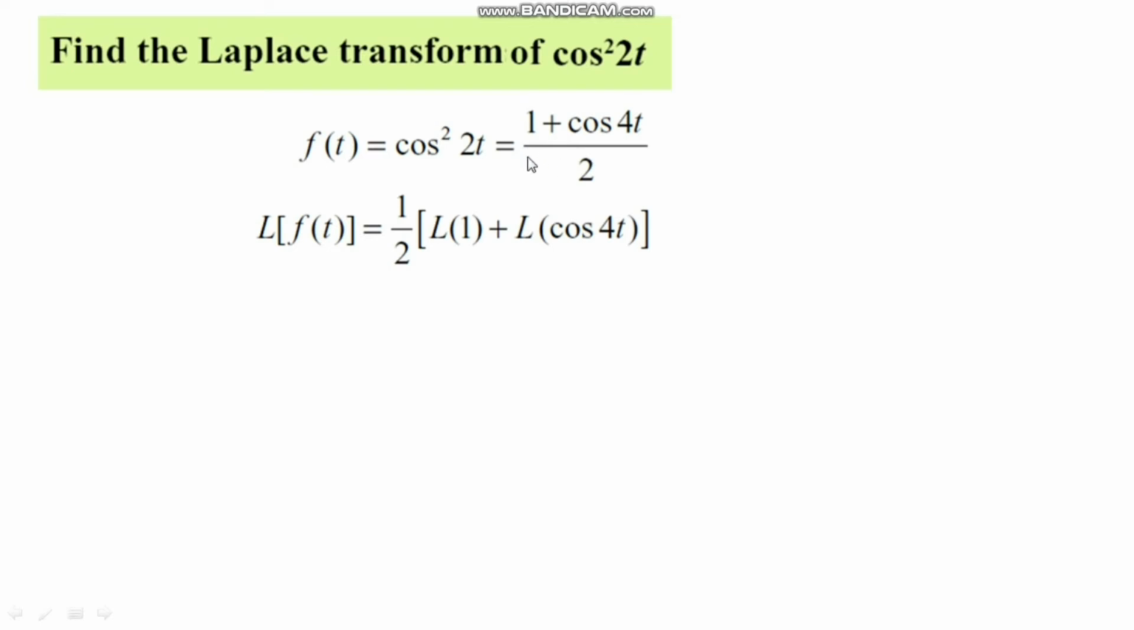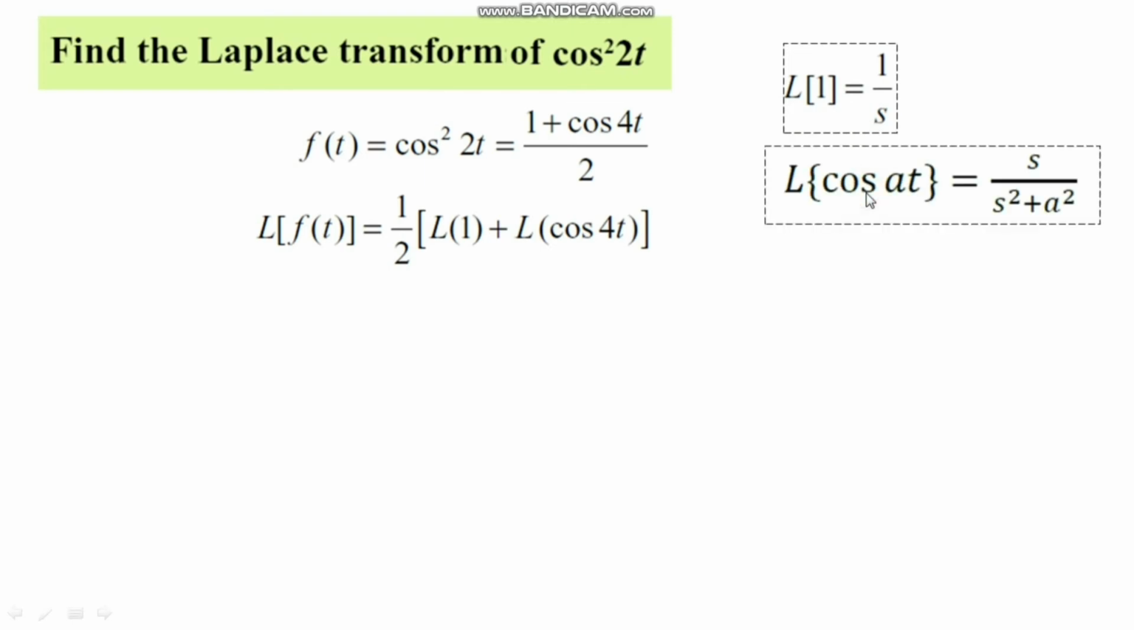1 by 2 is a constant outside of the Laplace transform. Laplace transform of 1 plus Laplace transform of cosine 4t. We know that the Laplace transform of 1 is 1 by s, and the Laplace transform of cosine at is s by s square plus a square. Use these formulae to get the Laplace transform of this function.